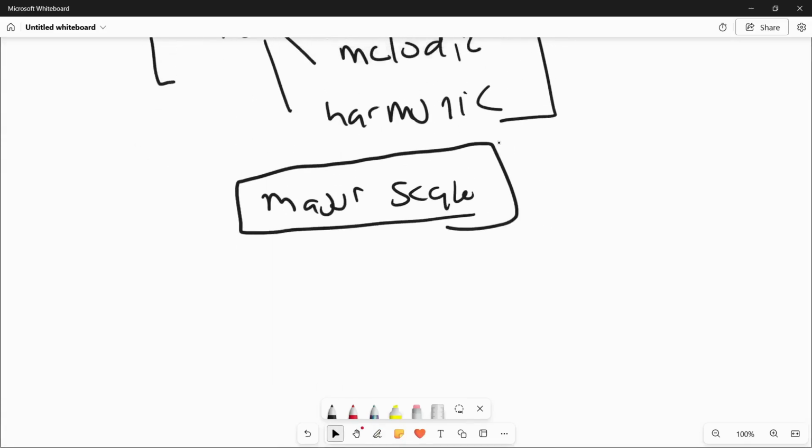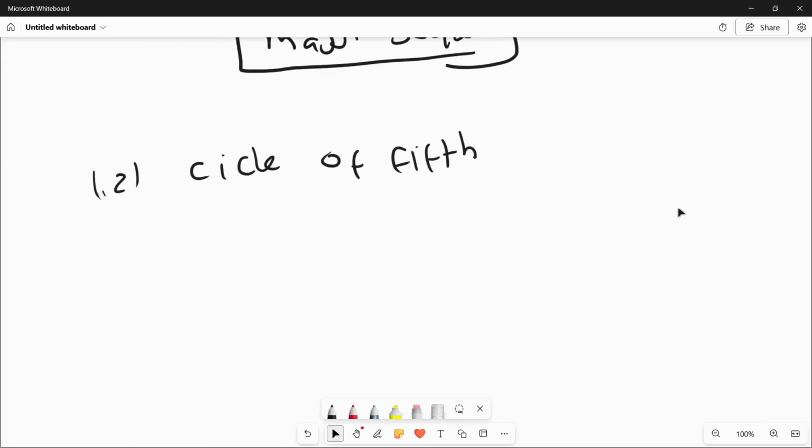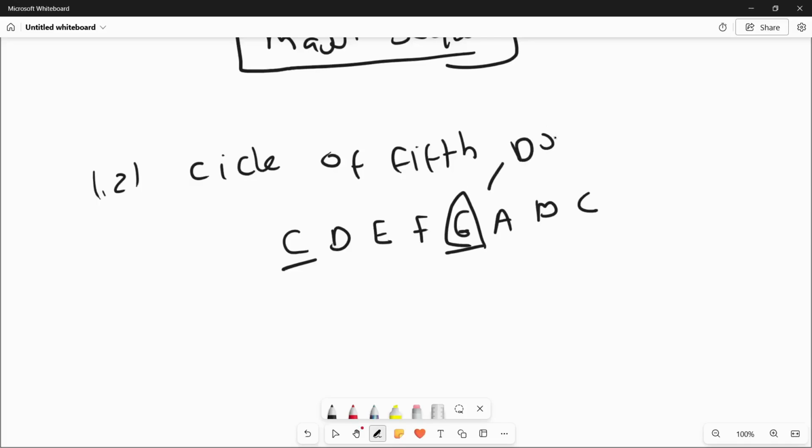The other part of this question is going with the circle of fifth. The circle of fifth is a concept that states this. In a scale, for example, the C major scale, C, D, E, F, G, A, B, C, you have to take the fifth of that scale. So that will be C, D, E, F, G, which would be the dominant.